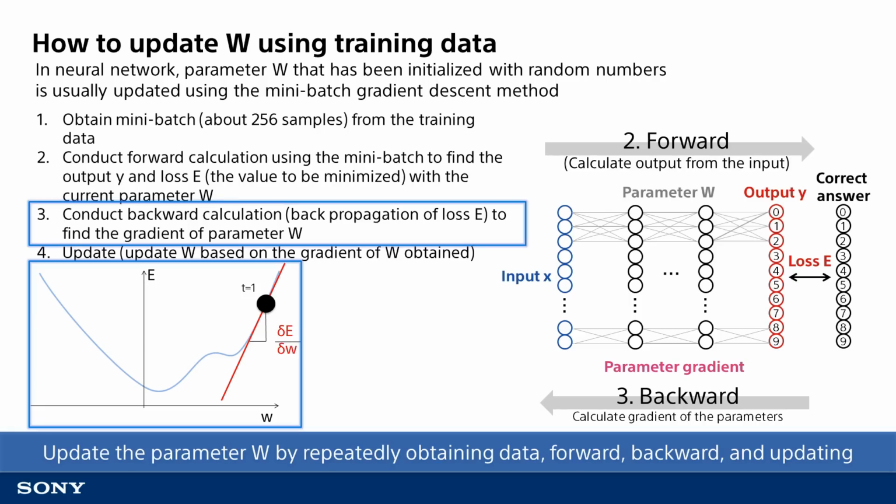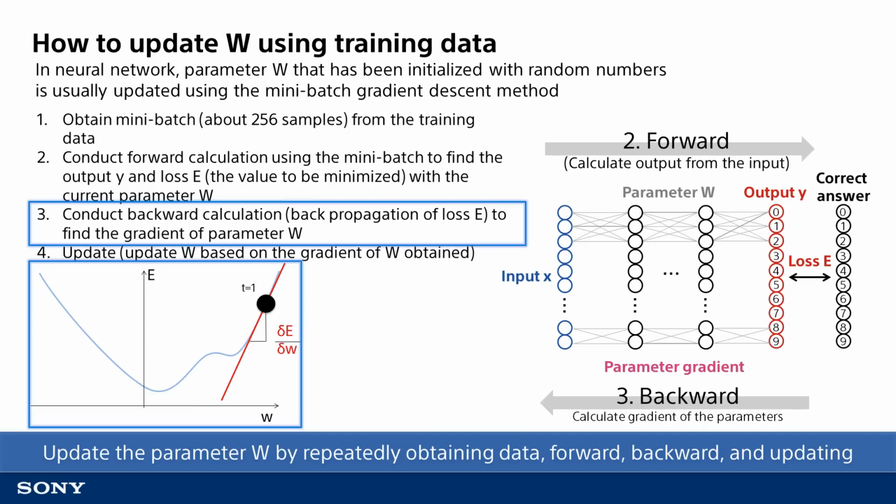The slope of the tangent is obtained with the third step, backward calculation, when the differential from the W of E is obtained. Intuitively, you could say that the gradient of this parameter W indicates the direction W is moved to increase the value of E. For example, in the case of a positive gradient such as this one, the loss value increases when W increases. On the other hand, you can expect the loss value to decrease when the value of W is decreased.